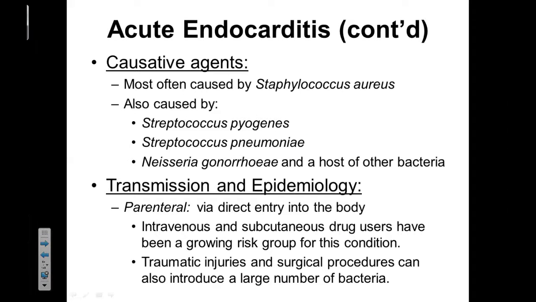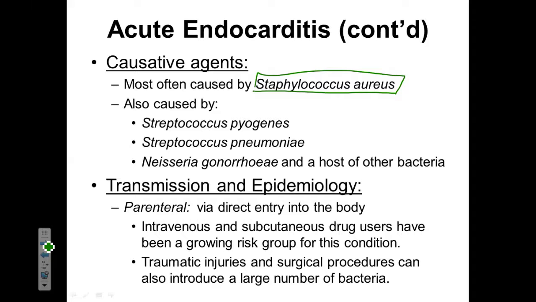Some specific agents that cause acute endocarditis are typically going to involve Staphylococcus aureus, or Staph aureus. Less commonly, we'll have Streptococcus pyogenes or Streptococcus pneumoniae, but Staphylococcus aureus is the most common cause of acute endocarditis. Neisseria gonorrhoeae can occasionally also do it, but it's not as common.